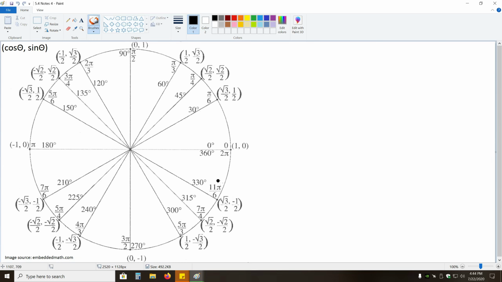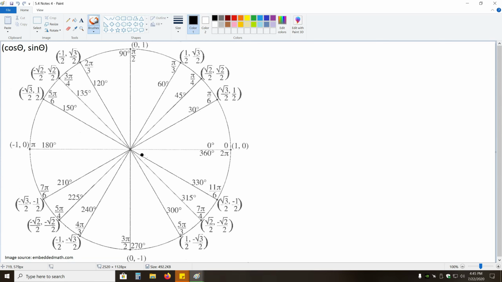Where is cosine positive? Where is it negative? And the same for sine. And the same thing works for a denominator of 4. They all have the same coordinate value with different signs, positives and negatives, and with 3.